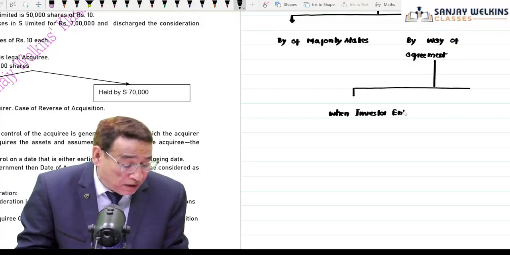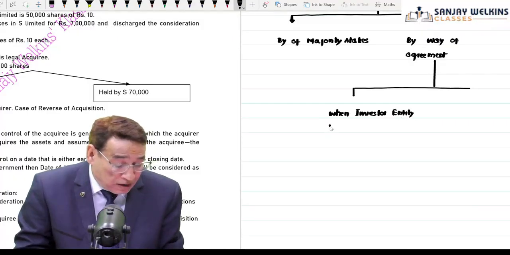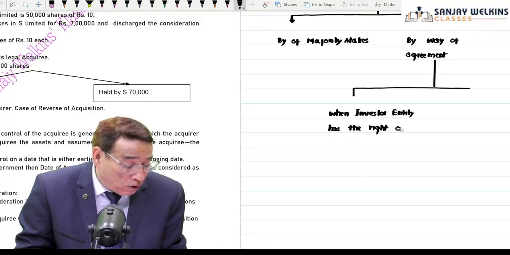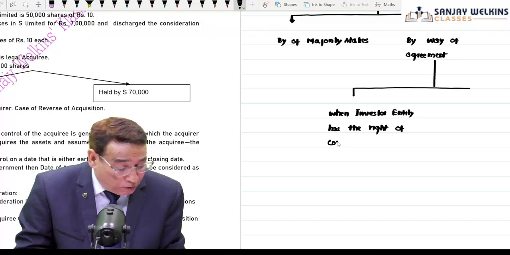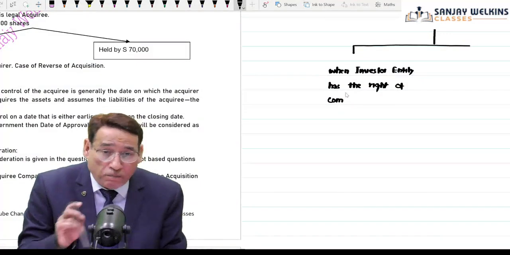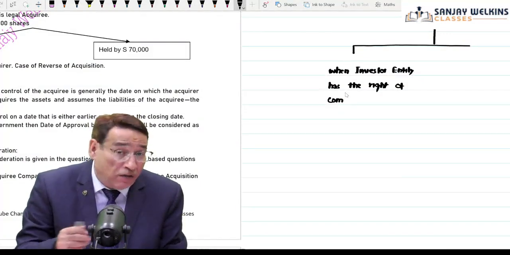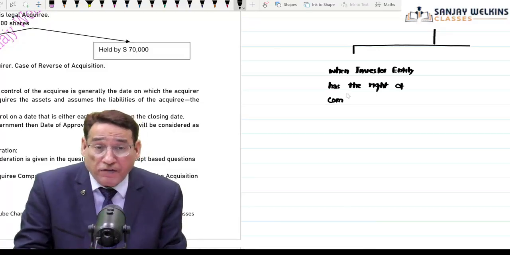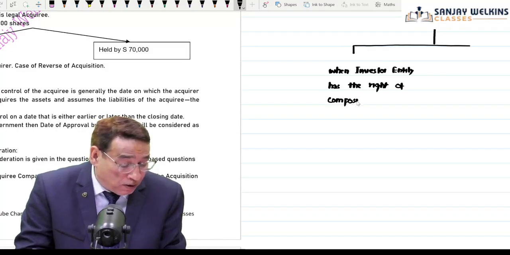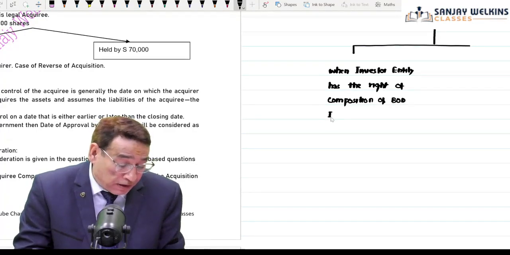has the right of composition of board of directors of other entity. So when investor entity is having the right to compose the board of directors of the other entity, even in that case, we may say that investor entity is having the control. Investor entity has the right of composition of board of directors of the investee entity.